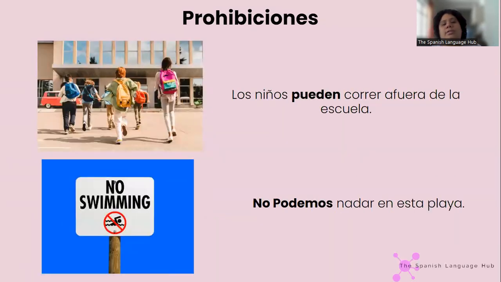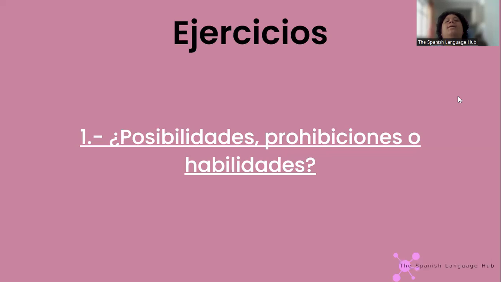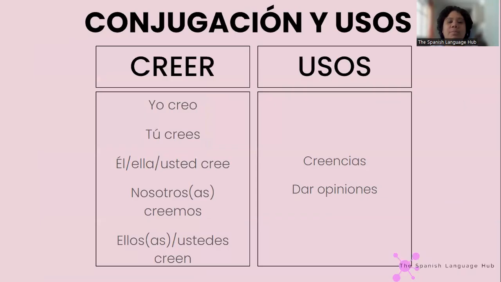In prohibitions. Los niños pueden correr fuera de la escuela. The kids can run outside the school. No podemos nadar en esta playa. We cannot or we are not allowed to swim in this beach. All right, it was a short one, so you know the drill. With this one, let's go to the next one.